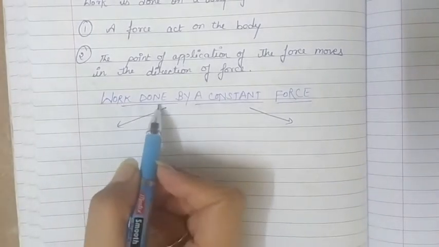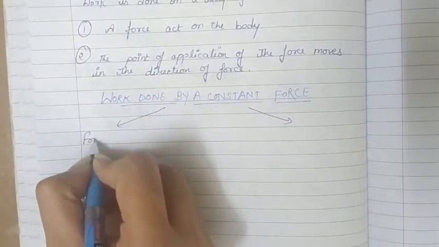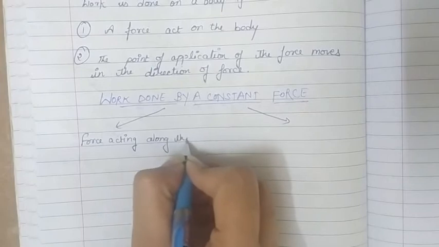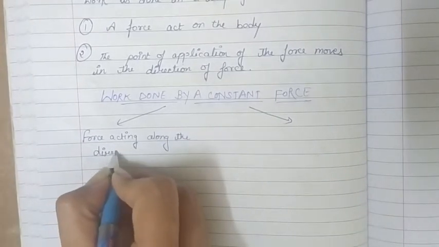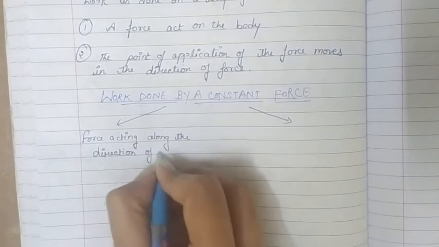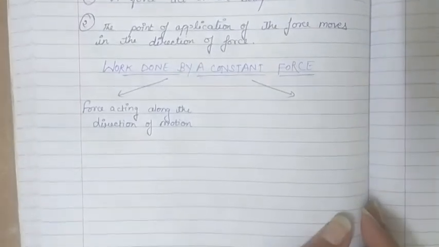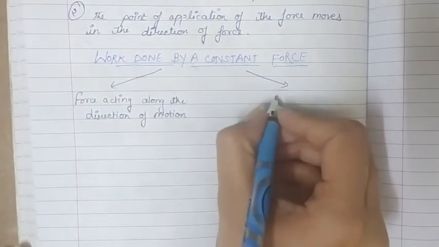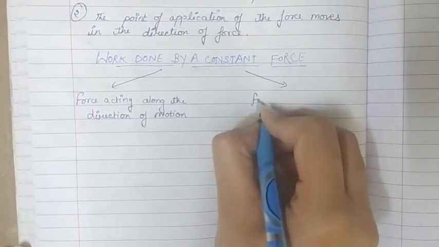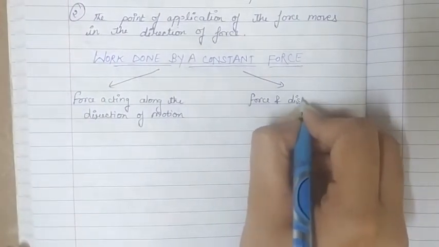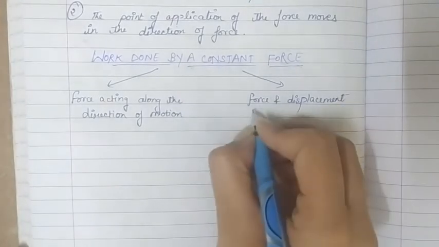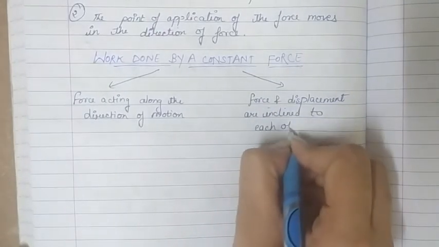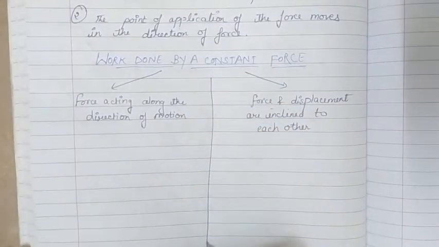That means we want to find the work done by a constant force acting along the direction of motion. This is the first possible situation. The other possible situation is that the force is acting such that the force and displacement are inclined to each other, means there is an angle theta between force and the direction of displacement. So the second situation is force and displacement are inclined to each other. Okay, so these are the two cases that we have to consider.